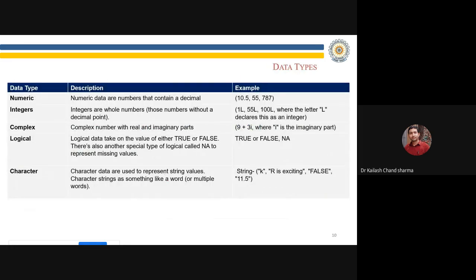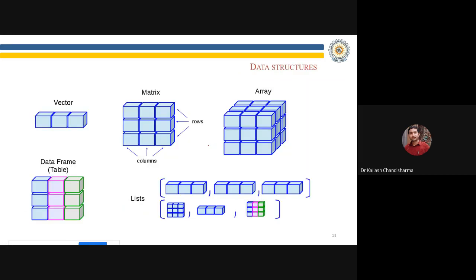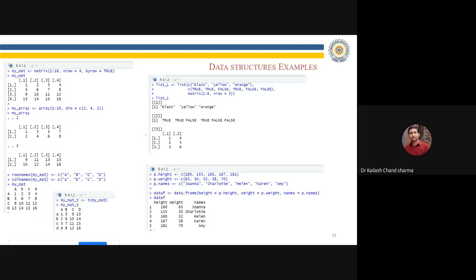Now, the different data types are all similar to other languages: numeric, integer, complex. For data structures, we can use vector, matrix, array, and data frames, which have different columns. There is also a list, which holds all the data sets together. So these are the different formats.